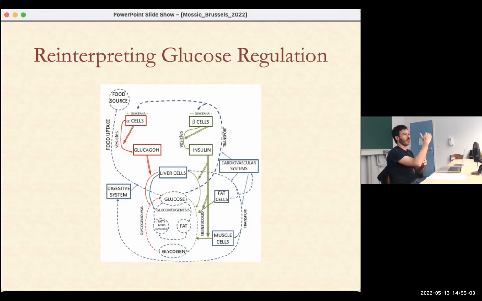Yes. Maybe you will get to this, but does this reinterpretation also teach us something new concerning diabetes, for example?